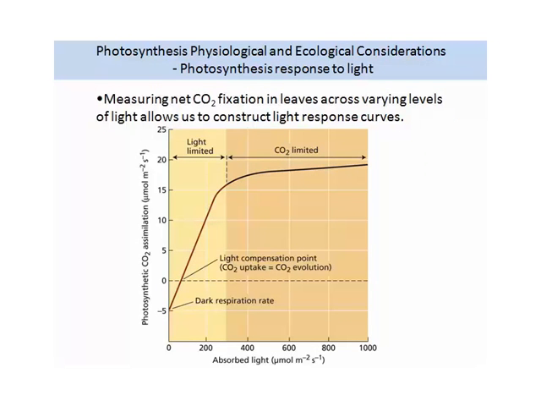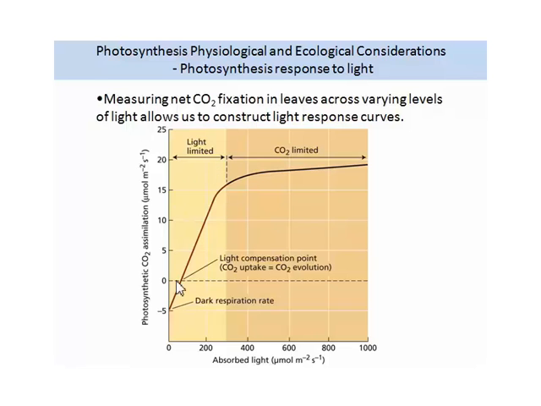You can measure net carbon dioxide fixation in leaves across varying levels of light, and this allows us to construct light response curves, i.e. the impact of the amount of light absorbed on the photosynthetic rate, or the efficiency of photosynthesis. On the figure on the slide, you can see that the photosynthetic rate is plotted against the absorbed light. You will notice in the first stage of the reaction on the left-hand side that the response is linear. That is, as the light increases, so does the photosynthetic rate.